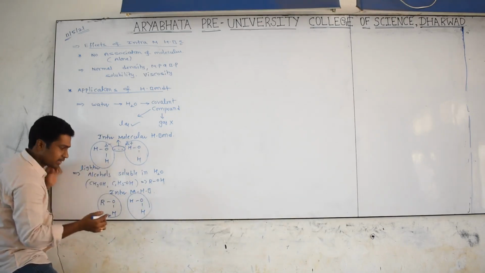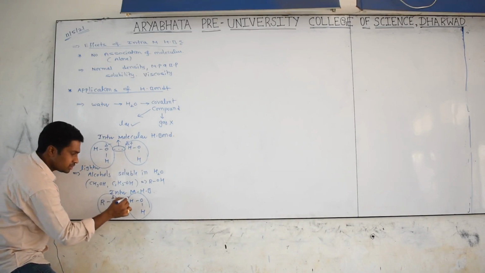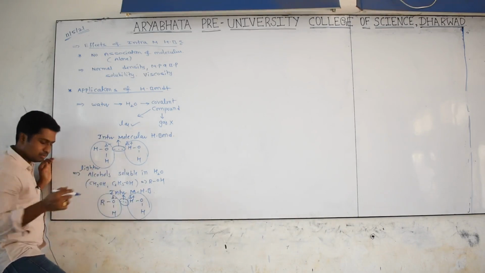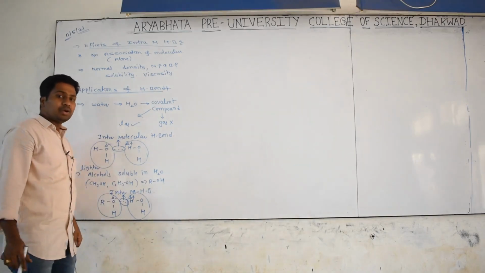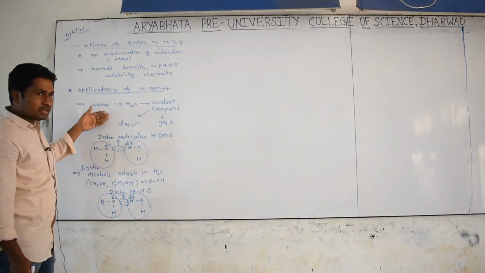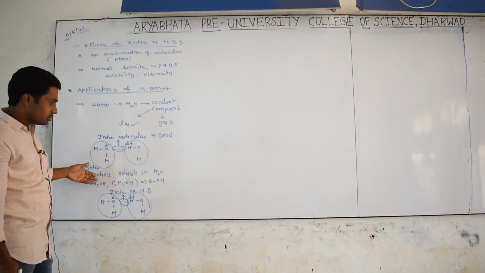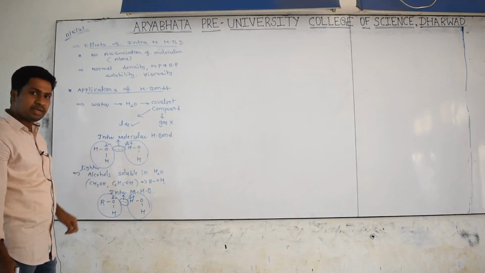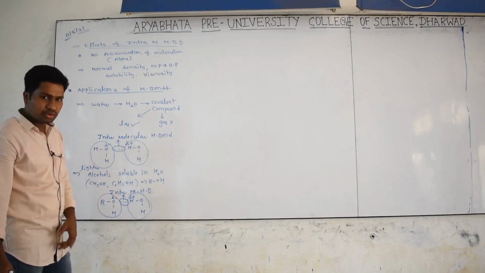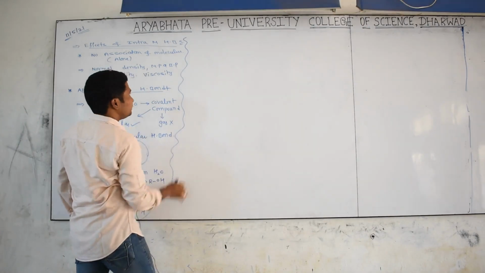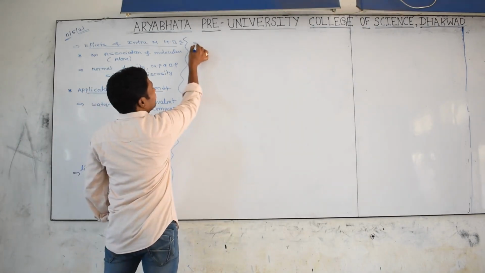How is it happening? This is partially negative, this is partially positive, and attraction is operating between the molecules. That's why it is called intermolecular hydrogen bonding. So water is in the liquid phase because of intermolecular hydrogen bonding, and alcohols being soluble in water is also due to intermolecular hydrogen bonding. And I want to tell you some other things, the third point.